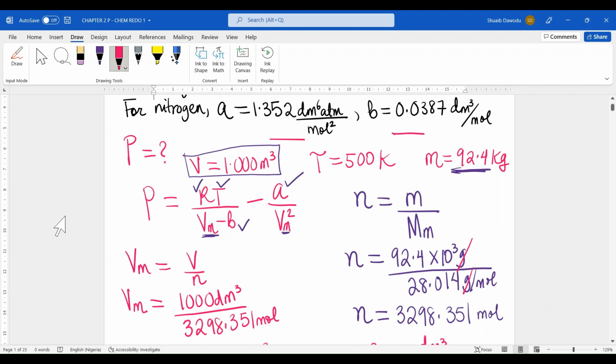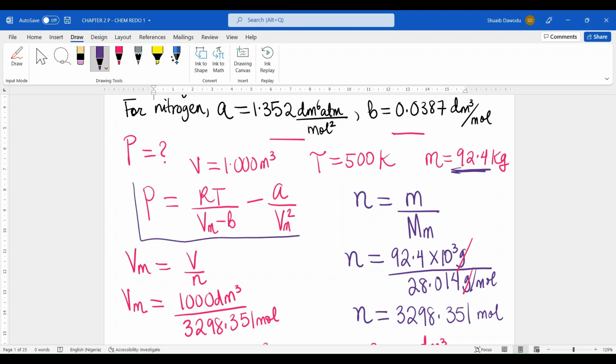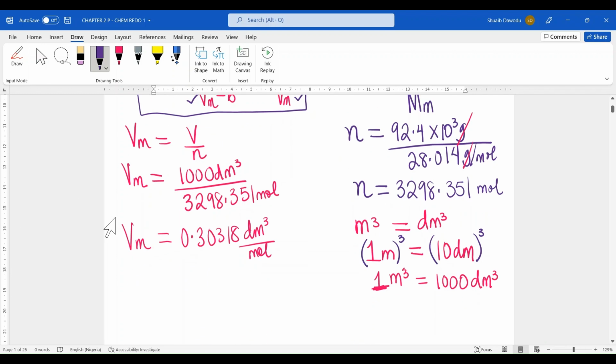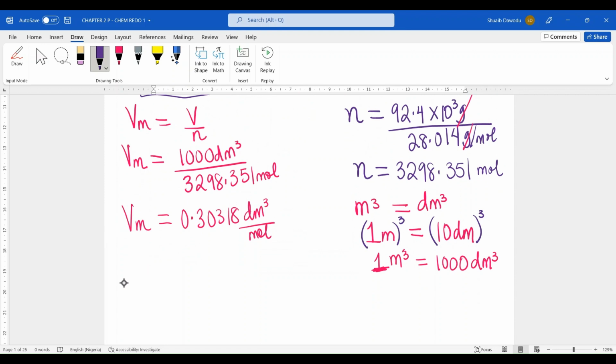So we go back to our work again, and we see from our van der Waals equation of state that we have all the parameters that we need in order for us to determine pressure. We have the gas constant, we have the temperature, the value for A, the value for B, and of course the molar volume. So now we can simply substitute. I'm going to do it at the bottom here.